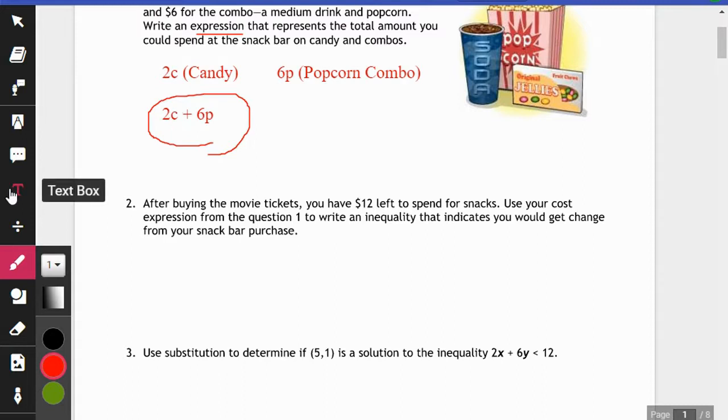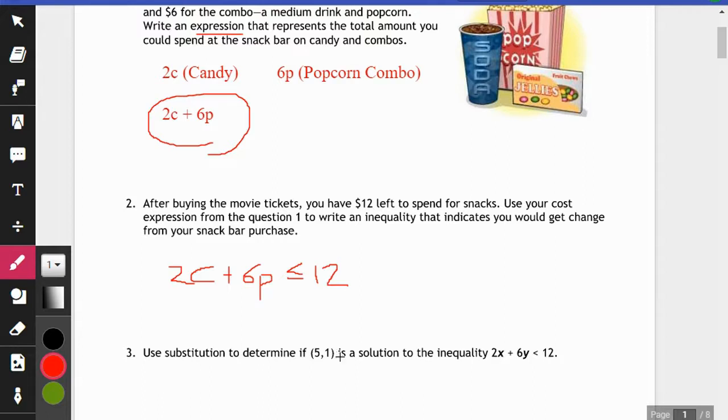So what I'm going to do is I'm going to say that 2C plus 6P, wait for it, this is how much I'm spending. This is how we buy our candy. We have $2 for the candies, $6 for the popcorn combos. But no matter what, it has to be less than or equal to 12. Because I can't spend more than $12 because I don't have more than $12. I could buy 2 popcorns and no candies. I could buy 6 candies and no popcorns. I could buy other combinations in between.